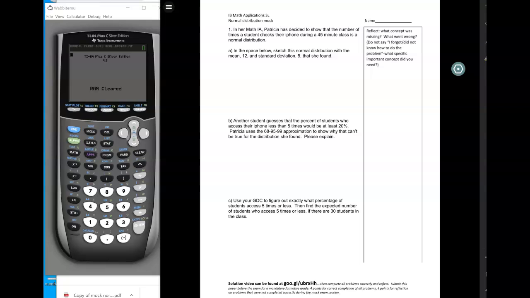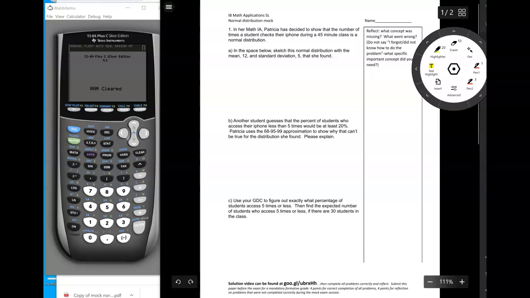Number 1, in her math IA, Patricia decides to show the number of times a student checks their phone during a 45-minute class as a normal distribution. In the space below, sketch this normal distribution with the mean 12 and standard deviation 5 that she found. Okay, so this is a really good thing to do. Even if I didn't ask you to draw it, it's a good thing to do.